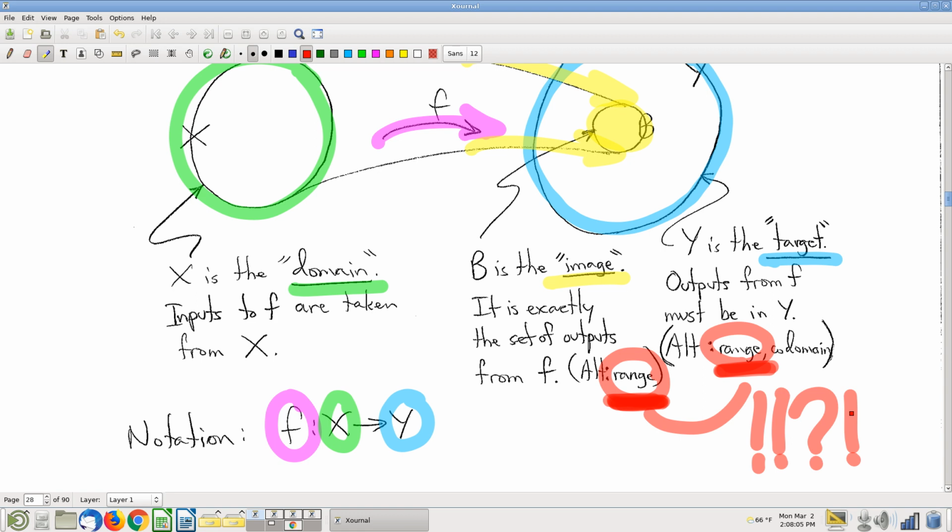Now, there is another word that you can use for target. That word is codomain. That's fine. It just seems like it's not clear why I would say that when I could just say target. All else being equal, target's a little bit friendlier, I guess. I just kind of like the term target better.